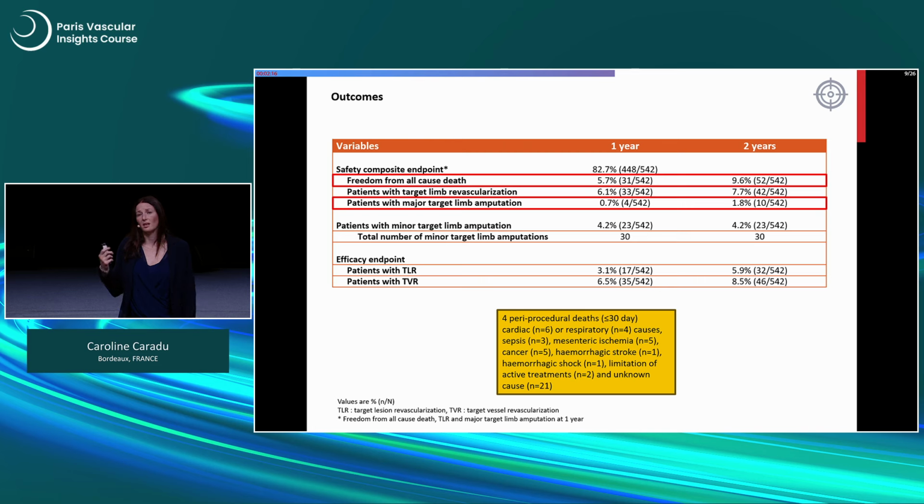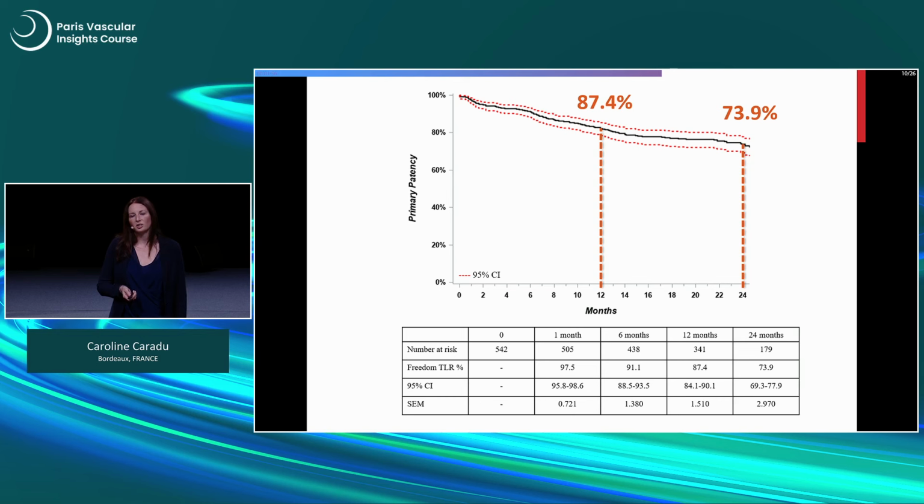We had, remember, critical ischemia patients, so 1.8% of major limb amputations, no additional minor amputations compared to the ones that we had next to the initial surgery. And in terms of TLR, we had a 5.9% rate. So the results were quite maintained compared to 1-year results. In terms of primary patency, we had an 87.4% rate at 1 year. It went down to 73.9% at 2 years.